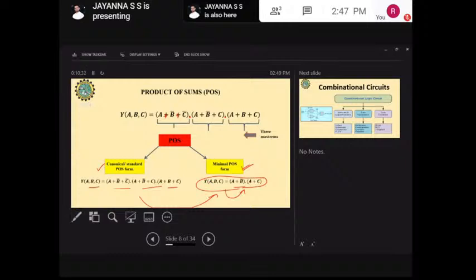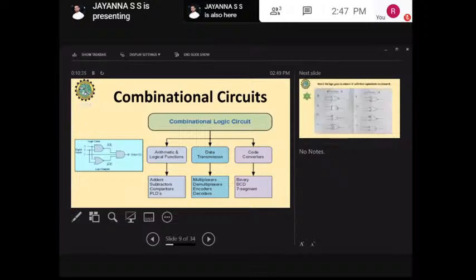Okay, fine. Let us move further. Coming to combinational circuits, this is the basic introduction I am giving now. You know that in a combinational circuit, if you consider a system, the present output depends only on the present input. This is the actual definition of a combinational circuit, which can be classified as arithmetic or logical functions, data transmission, and code converters. In the GATE syllabus, you do have all these concepts.